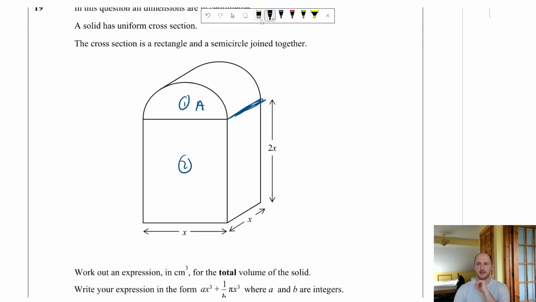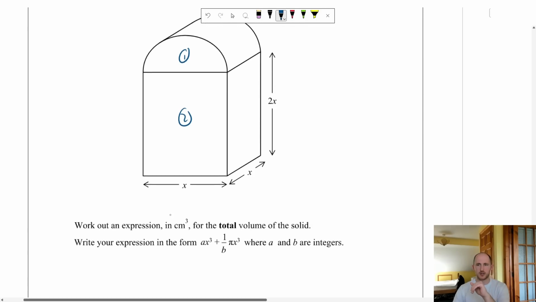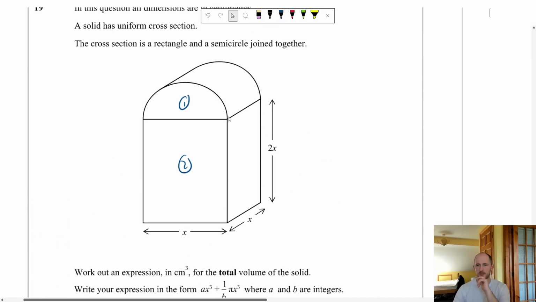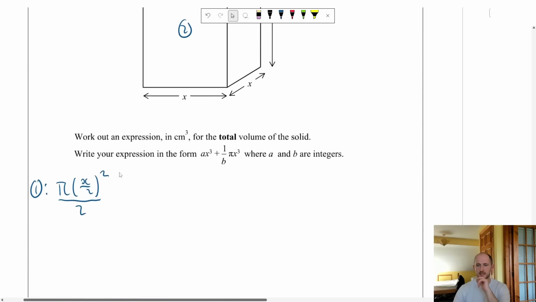So in this case, what would the area be of a semicircle? Well, it would be pi r squared divided by 2. So it's going to be pi, and for object 1, the radius is going to be x over 2, r squared, and then also divided by 2. And then we're going to times it by its length, which is x.